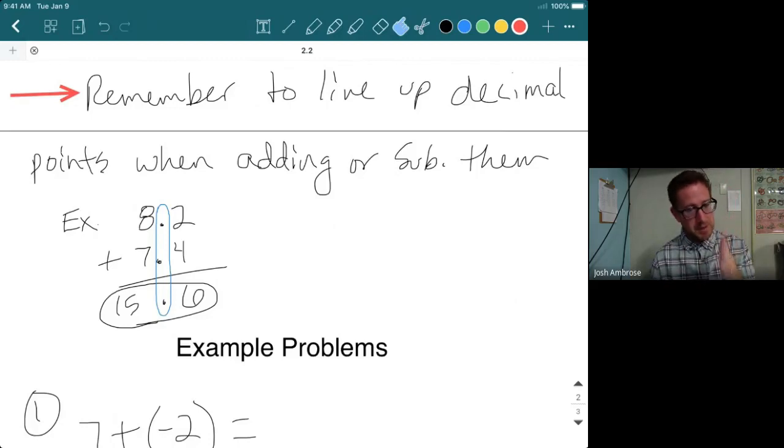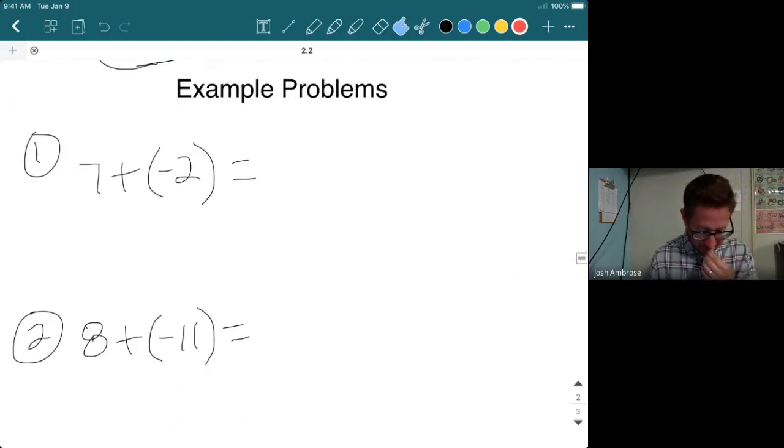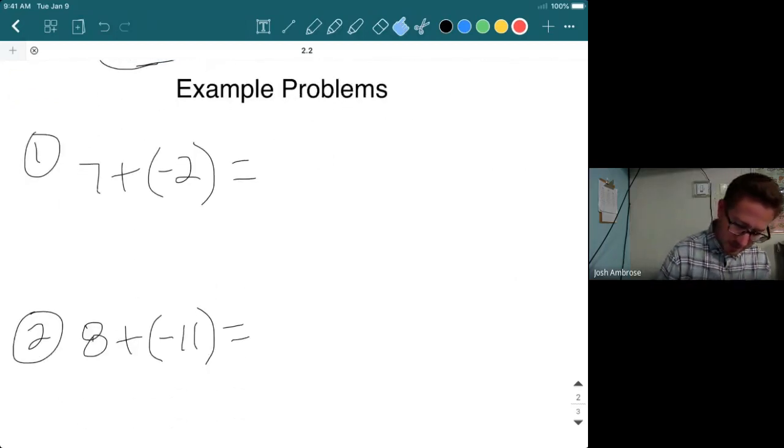Keep them lined up that way. That'll prevent those easy mistakes from happening. Okay, good. Let's jump into some problems here. All right. 7 plus a -2.